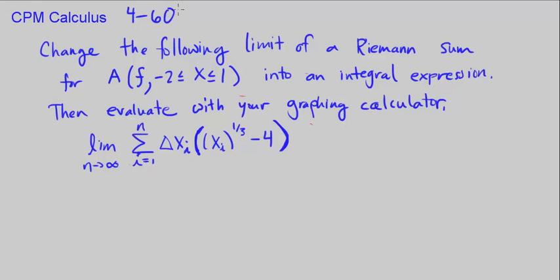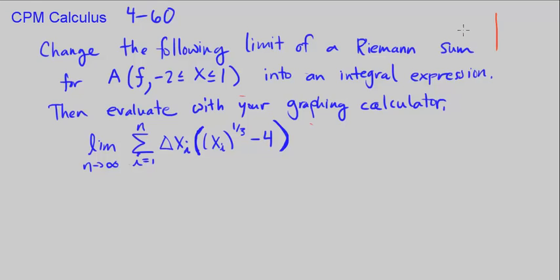This is CPM Calculus Chapter 4, number 60. We're asked to change the following limit of a Riemann sum into an integral expression. We have a Riemann sum here using sigma notation, and this is calculating the estimated area. Well, it's exact because we're taking the number of rectangles to infinity, but it's calculating the area between our function and the x-axis from -2 to 1.